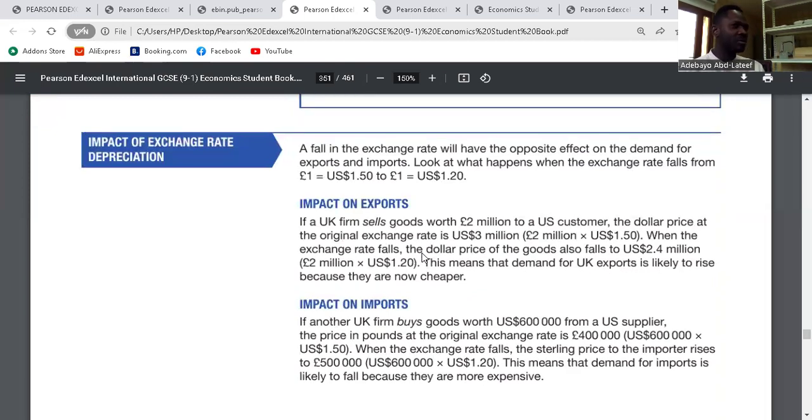Now, depreciation. Are you sure you're okay, or do you want to repeat something? It's clear, right? Yes. Now go to the impact of exchange rates when it depreciates. So when it depreciates, it means the value of the country's currency is falling against other countries' currencies. Great. So what's the impact on exports?